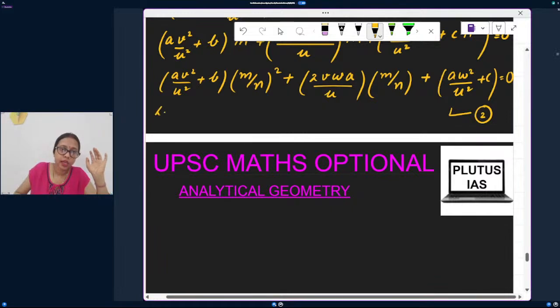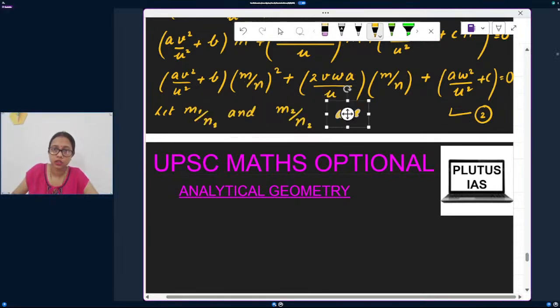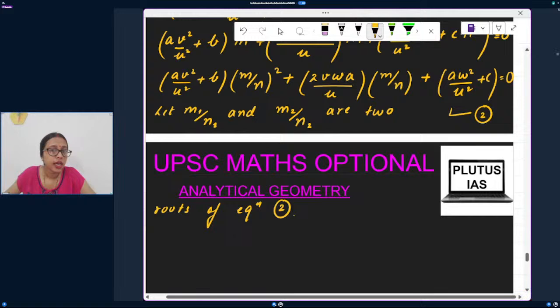Let m1 by n1, because it's a quadratic equation, so I'll have two roots. So let m1 by n1 and m2 by n2 be the two roots of equation 2. Okay, what will happen now? It may be a bit complex if I find the roots, but I can comment on the sum of roots and the product of roots.